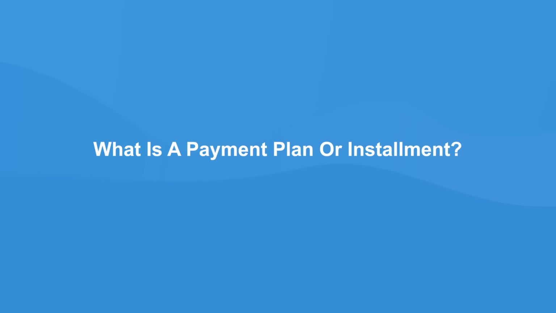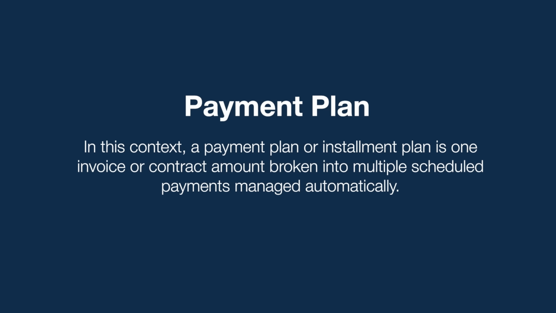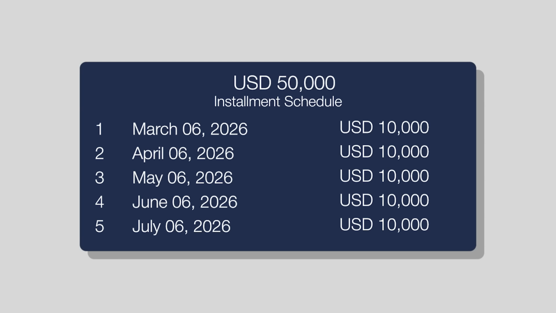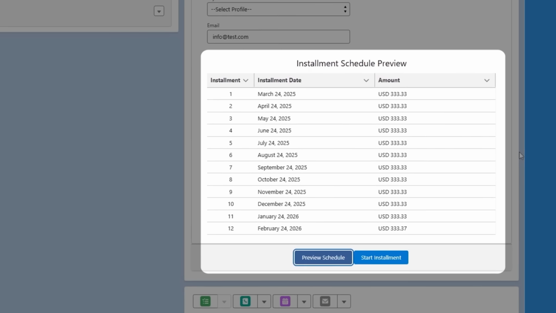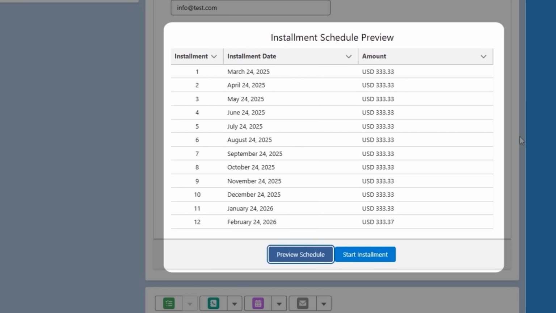What is a payment plan or installment? In this context, a payment plan or installment plan is one invoice or contract amount broken into multiple scheduled payments managed automatically. Instead of one invoice for $50,000 due immediately, you could configure 5 installments of $10,000 each due monthly or in whatever cadence you want. Inside Salesforce, that means you are not creating 5 separate unrelated invoices by hand. You are defining a billing schedule tied to a deal and letting the system generate and track the installments for you. This is exactly where a Salesforce-native billing layer like Kulturra comes in.